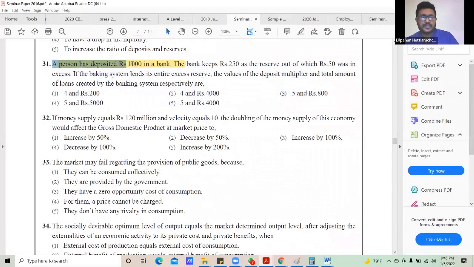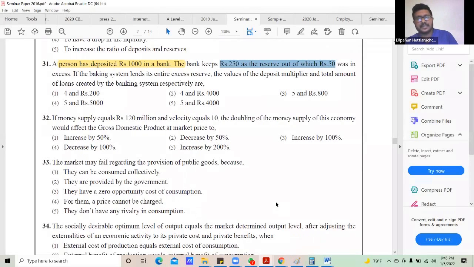31. A person has deposited 1,000 in a bank. Once again, same story. The bank keeps 250 as reserves, out of which 50 was excess. So now it is getting a little bit more difficult. They don't tell the SRR. You have to calculate the SRR. It's still a very simple calculation, right?